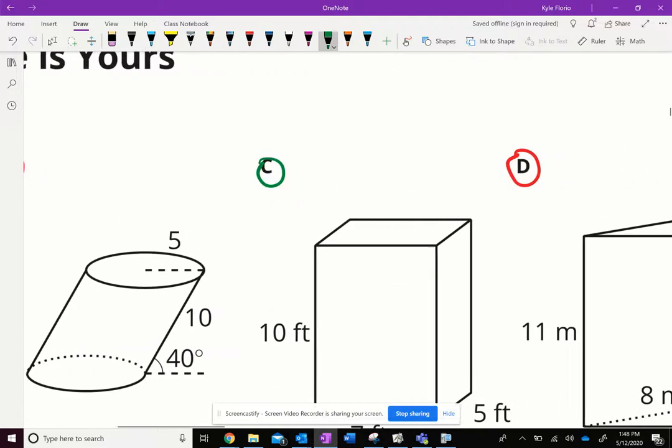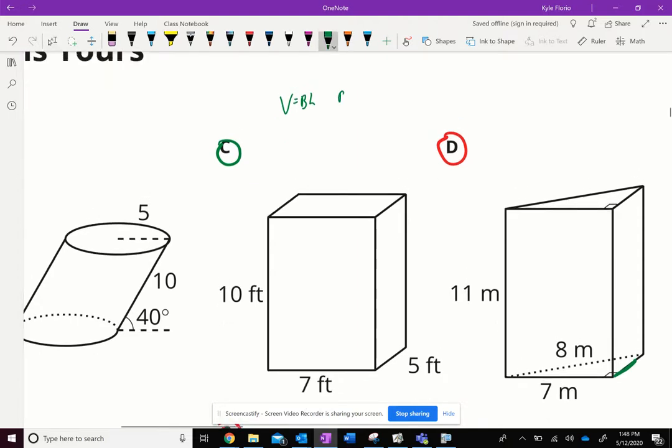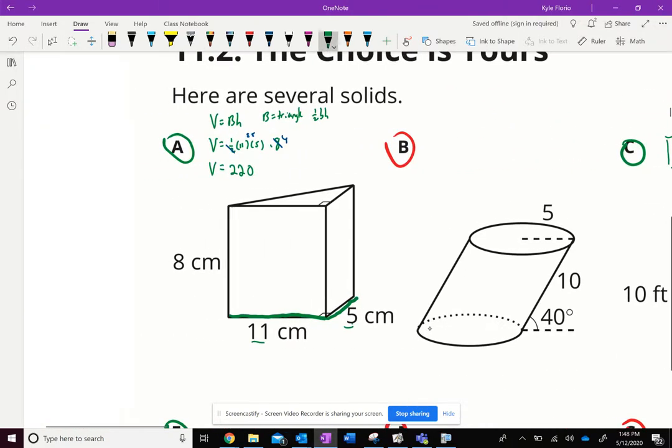Part C, we have a prism. The volume is the area of the base times the height, and the base is a rectangle. And the area of a rectangle is base times height. So the area of the base is going to be 7 times 5, and the height is 10. So 7 times 5 is 35. 35 times 10 is 350. So this one's cubic feet. This one was cubic centimeters.